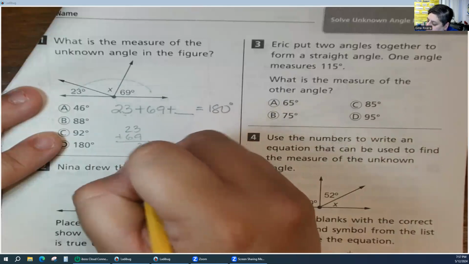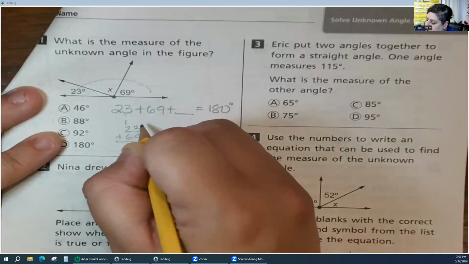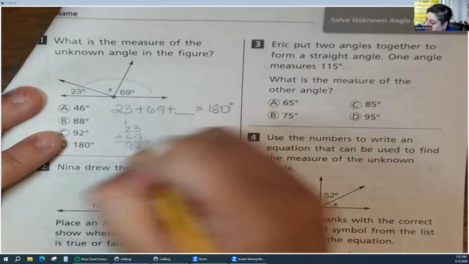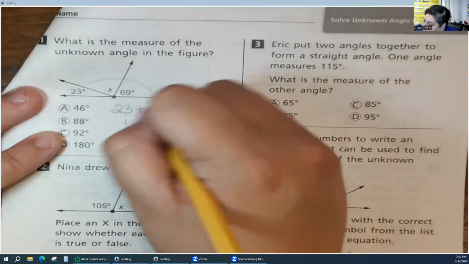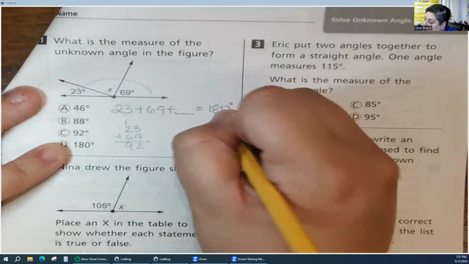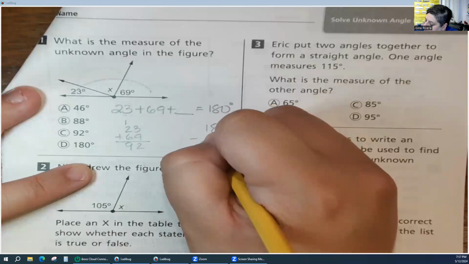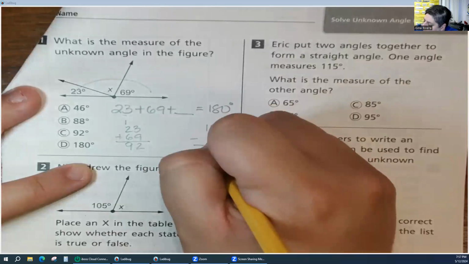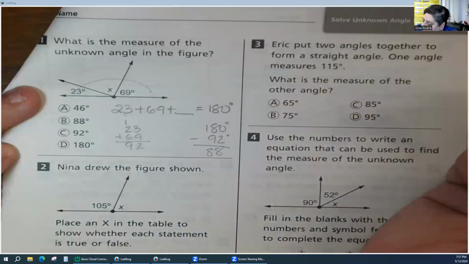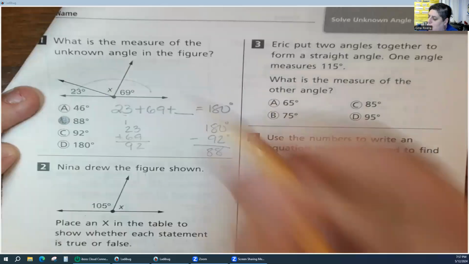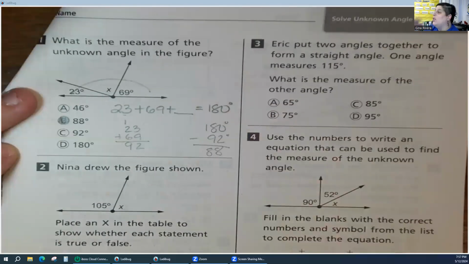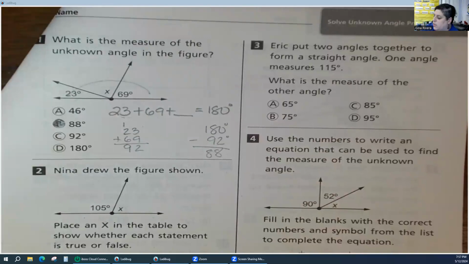3 plus 9 is 12. I'm going to carry 1. 1 and 2 is 3. 3 and 6 is 9. So this is 92 altogether, and it has to equal 180. So if I take the 180 and I take away the 92, I am left with 88 degrees. And that is how I know that that angle is 88 degrees. If you need to rewind this and watch it again, please do it.